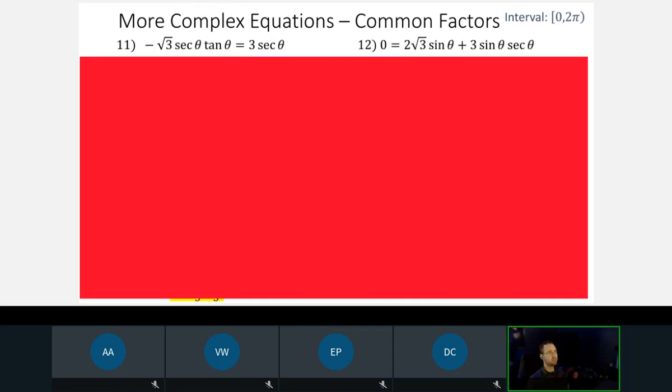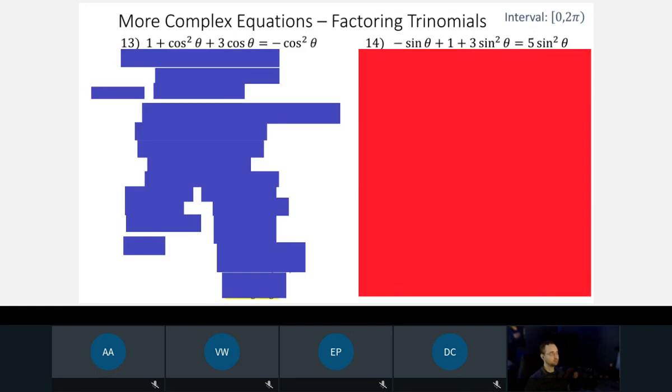All right, 11 and 12, I'm skipping these. You can snip them to work them on your own. Skipping 14, but 13, all right, this is a doozy. So I'm going to quickly go through the steps here.